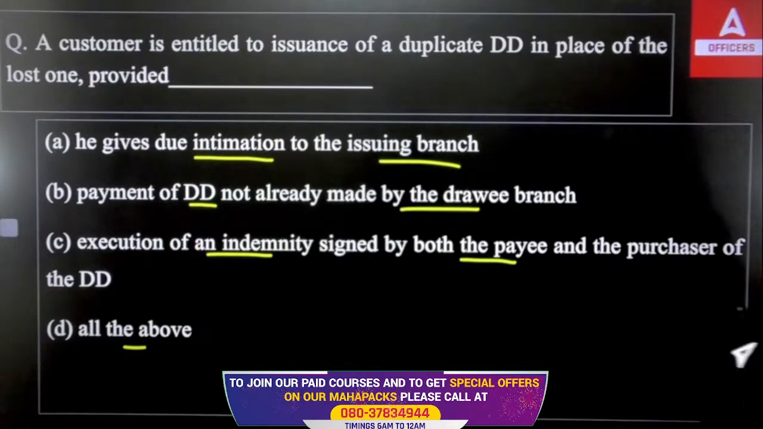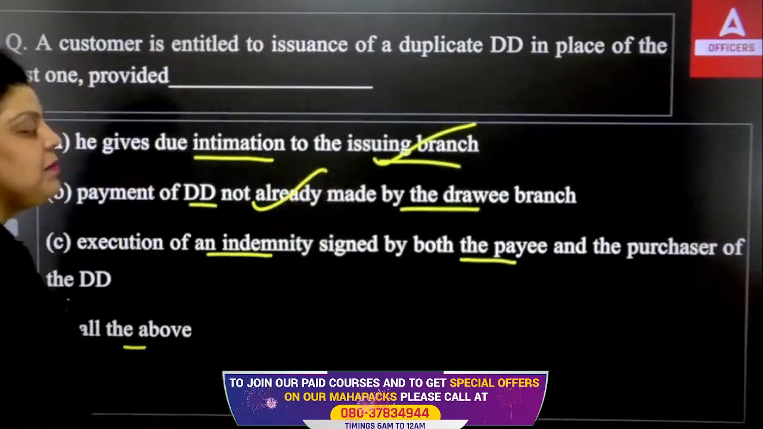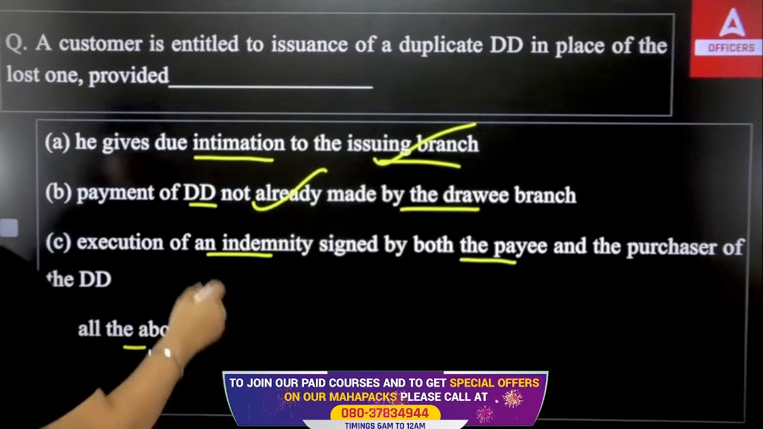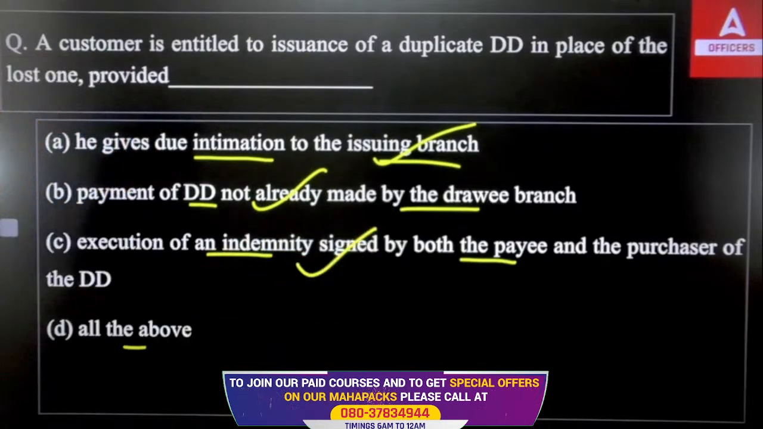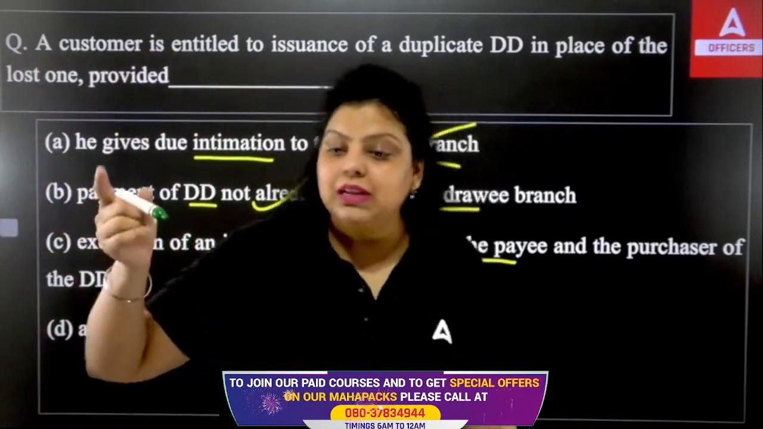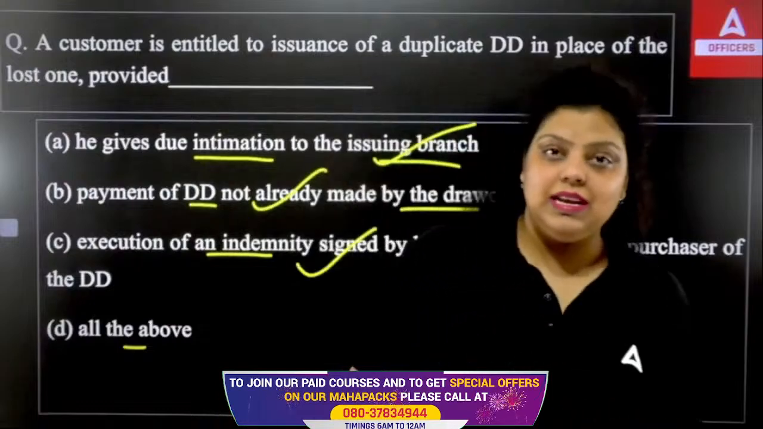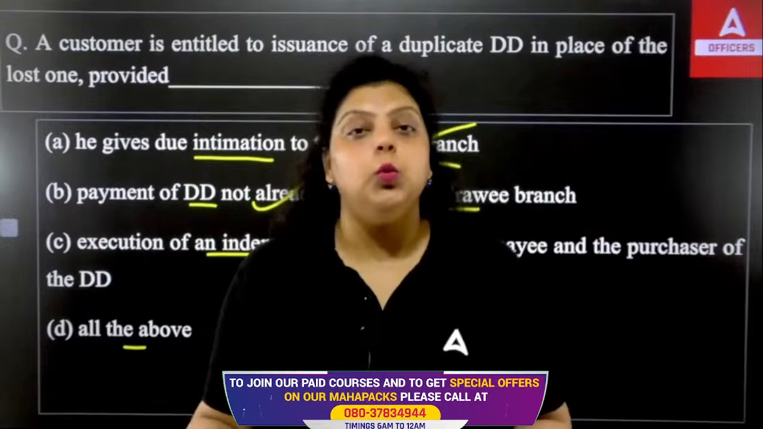Okay, first he has to give the intimation to the issuing branch, then check that payment of the DD has not already been made by the drawing branch, and execute an indemnity signed by both the payee and the purchaser of the DD. Like in case that particular stolen or lost DD is found by someone and he took the money from the bank, in that situation who will bear the loss?